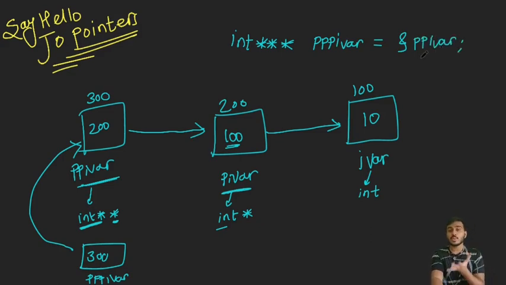Once you are familiar with the syntax, no one can stop you in the pointer concept. So this is the third level of pointer. This is the first level pointer, this is the second level pointer, and this is the third level pointer.